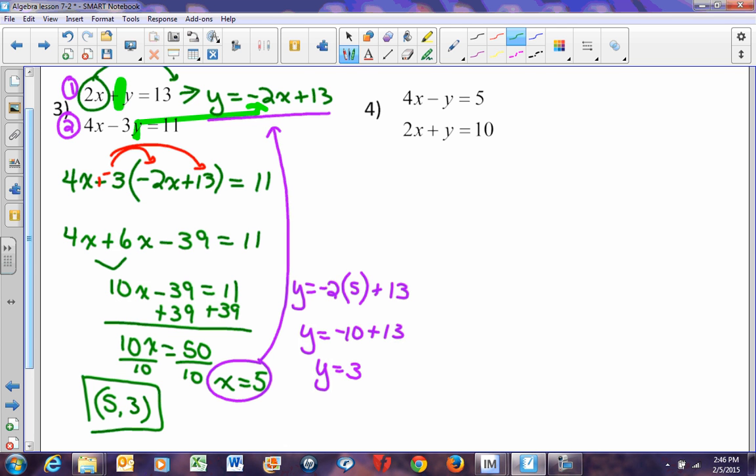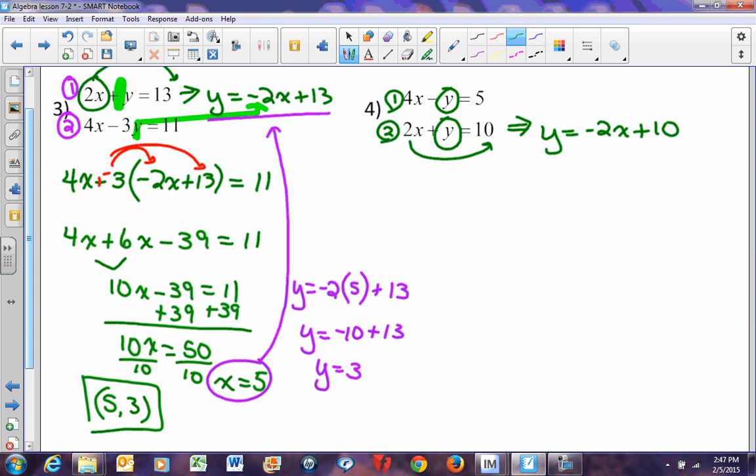Let's look at equation number 4. I could solve either one of those two equations for y because I have a single y here and a single y here. I think it might be easier to solve the second equation because the first equation has negative y, and I'd prefer to solve for positive y. So y will equal negative 2x plus 10 because I have to move the 2x to the other side, and to move it to the other side I have to make it negative.